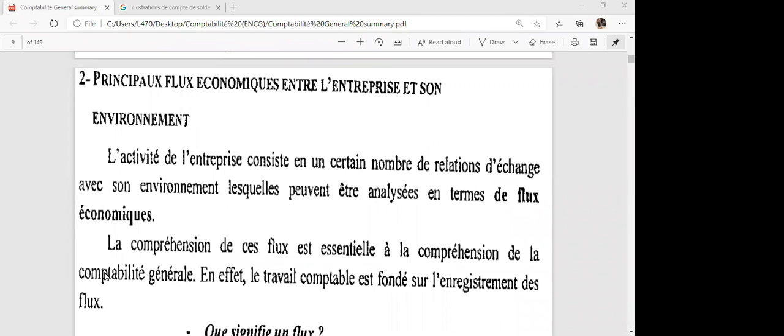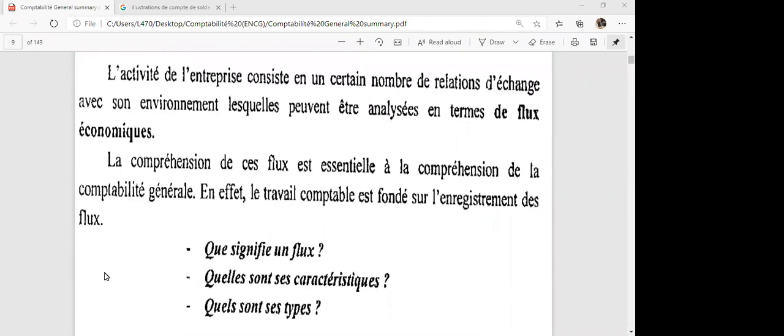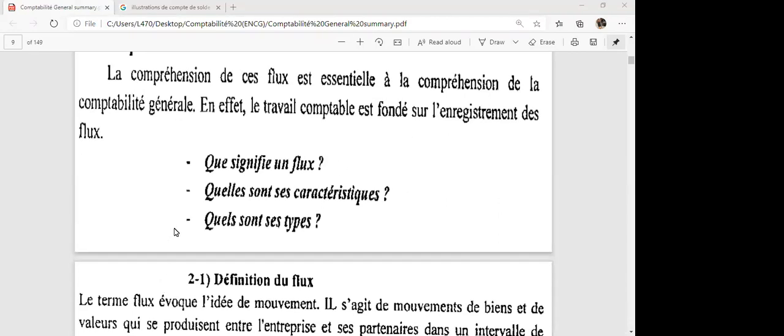So we move on to the environment of an enterprise. We're going to look at it in terms of a flow, which is just like a movement of either resources or money between two places or more. So we're going to look at what a flow is, its characteristics, and lastly, the types of flow.